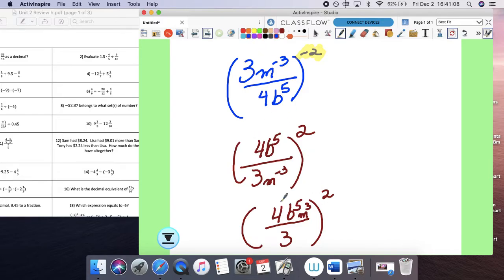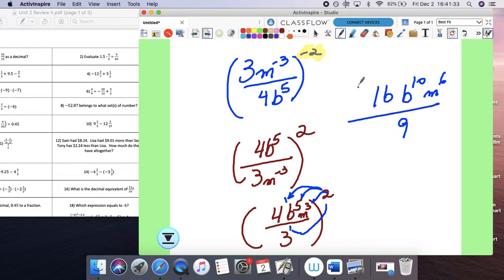All we got to do is multiply every single exponent times the 2. So on the top we got 4 to the first power times 2 is 4 to the second power, or 16. B to the fifth power times 2 is b to the 10th. M to the third power times 2 is m to the 6th. And at the bottom, 3 to the second power is just 9.